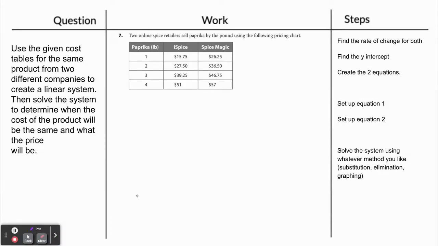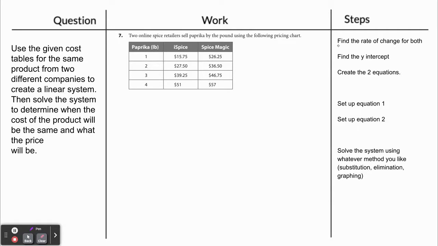Here we're asked to use the given cost tables for the same product to create a system of equations and then solve to see when they would be the same price. So in this first one here, we have iSpice and Spice Magic, which we are going to compare using a system of equations. First thing we got to do is create those equations.